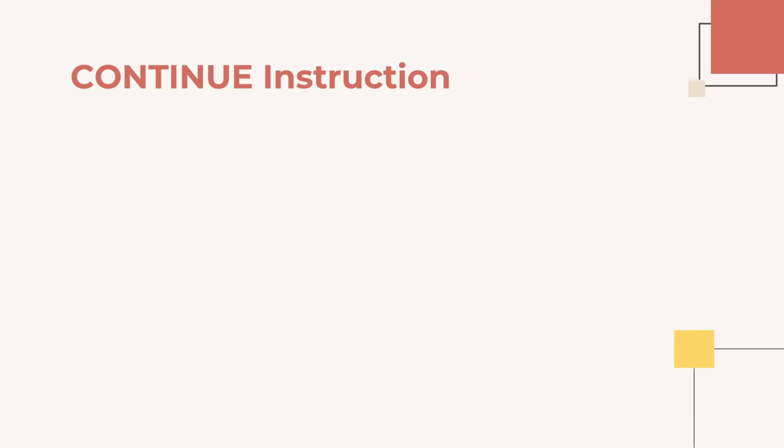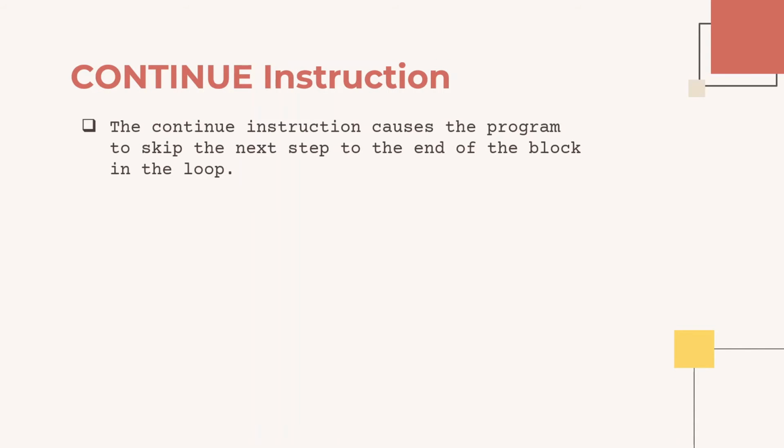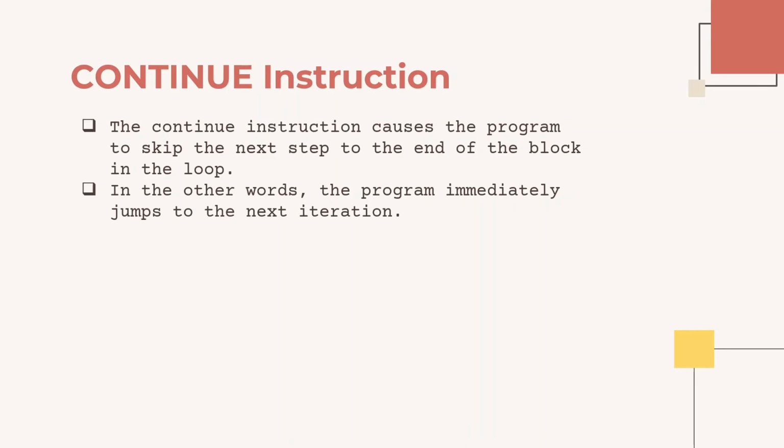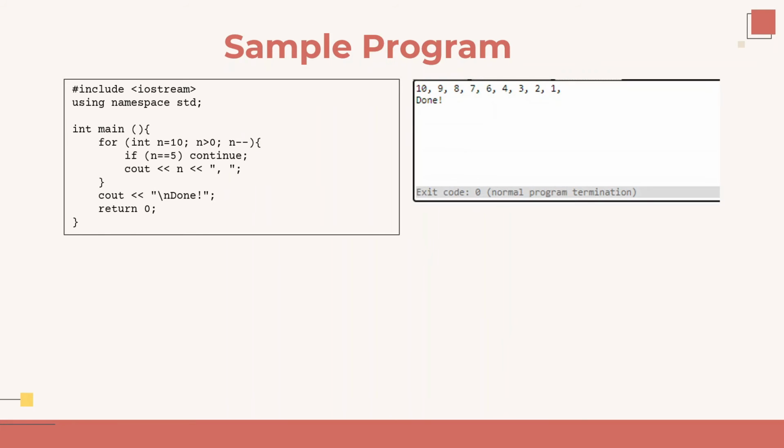The second instruction is the continue instruction. The continue instruction causes the program to skip the next step to the end of the block in the loop. In other words, the program immediately jumps to the next iteration. This is the sample program to use the continue instruction.